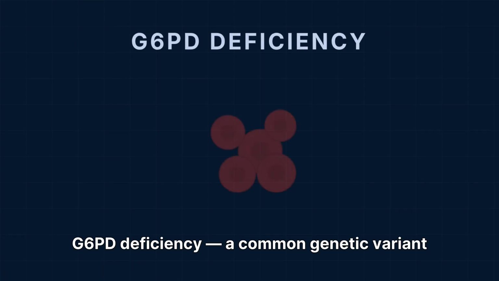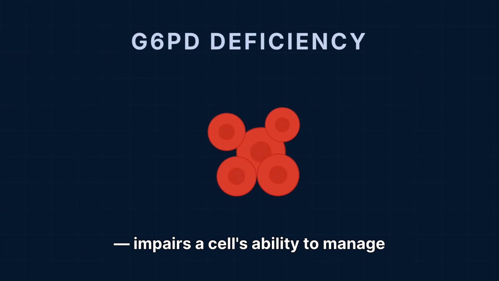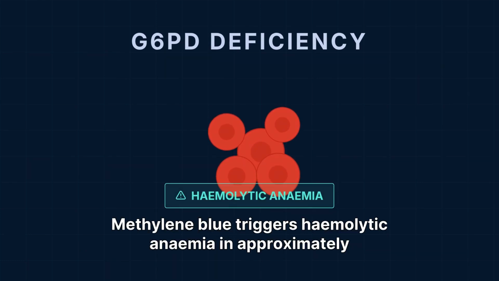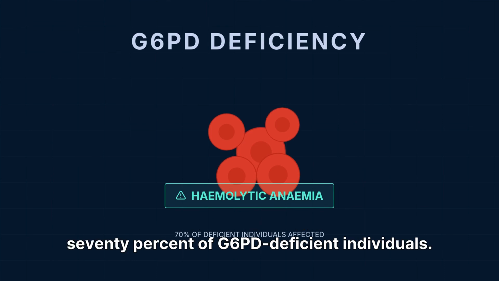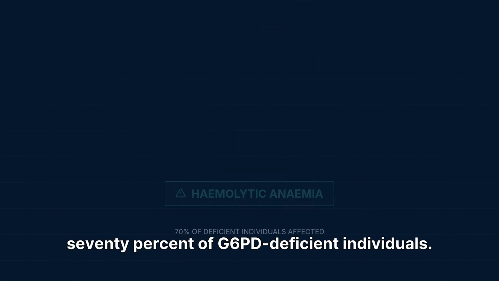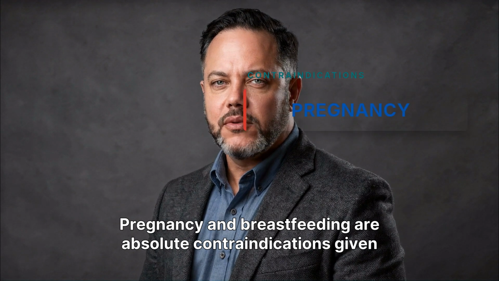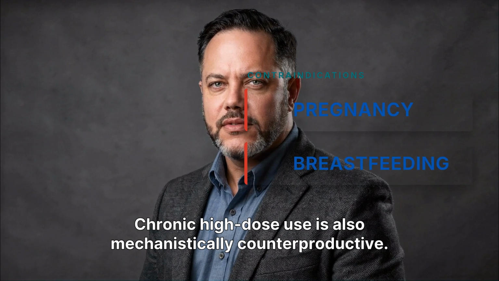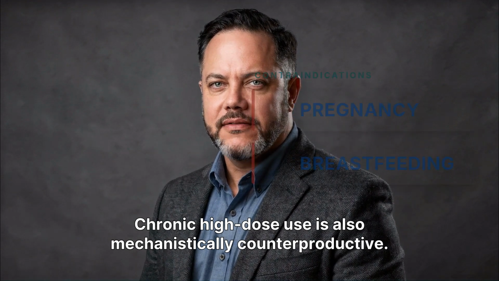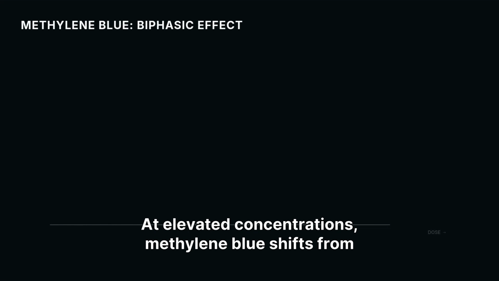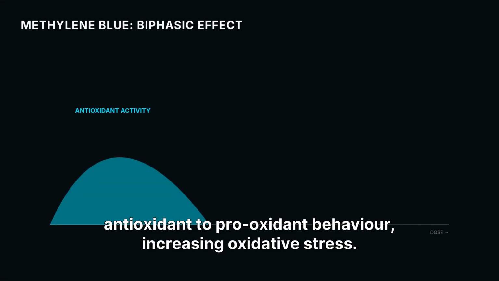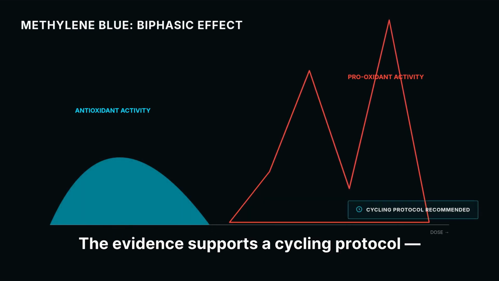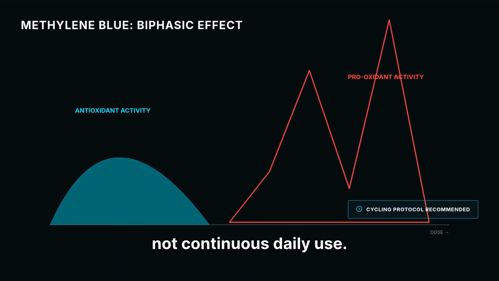G6PD deficiency, a common genetic variant, impairs a cell's ability to manage oxidative stress. Methylene blue triggers hemolytic anemia in approximately 70% of G6PD deficient individuals. Pregnancy and breastfeeding are absolute contraindications given the absence of safety data. Chronic high-dose use is also mechanistically counterproductive. At elevated concentrations, methylene blue shifts from antioxidant to pro-oxidant behavior, increasing oxidative stress. The evidence supports a cycling protocol, not continuous daily use.